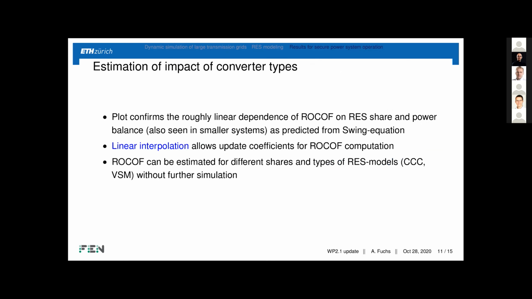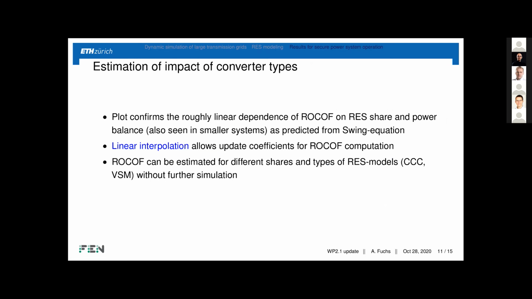But in aggregate you also have this roughly linear behavior, and this allows you to do some interpolation and to update these coefficients with this Rocof premium that I showed before in the previous section. So you can now estimate the Rocof for different shares and types of renewables models without further simulation, to get a rough estimate of the behavior.